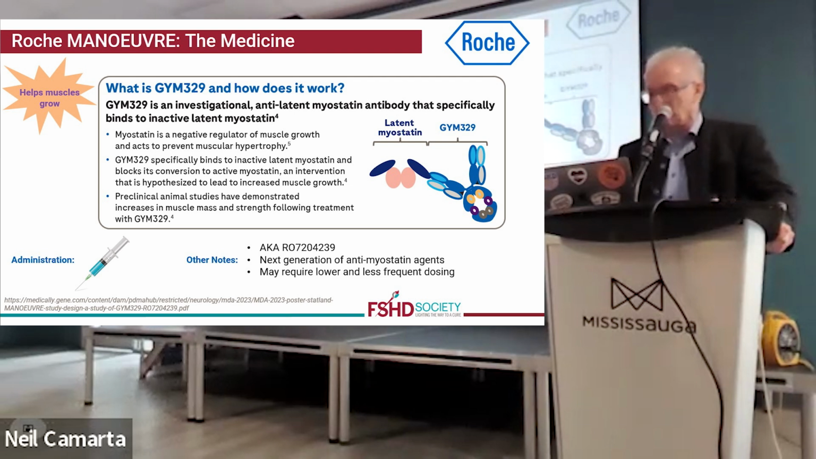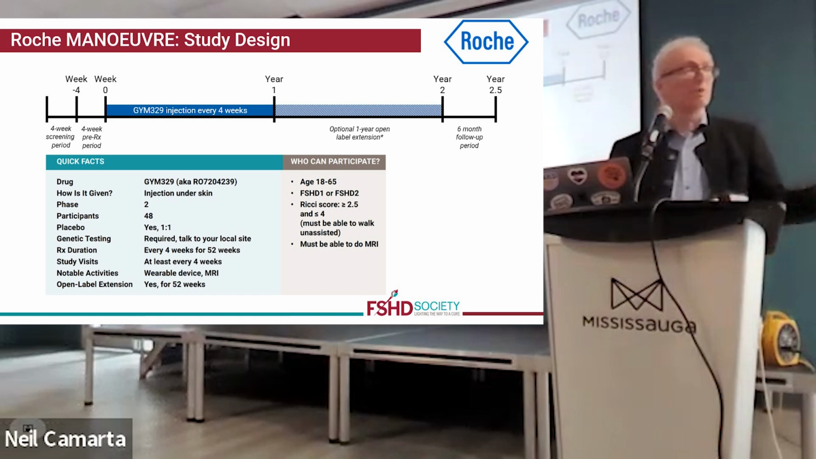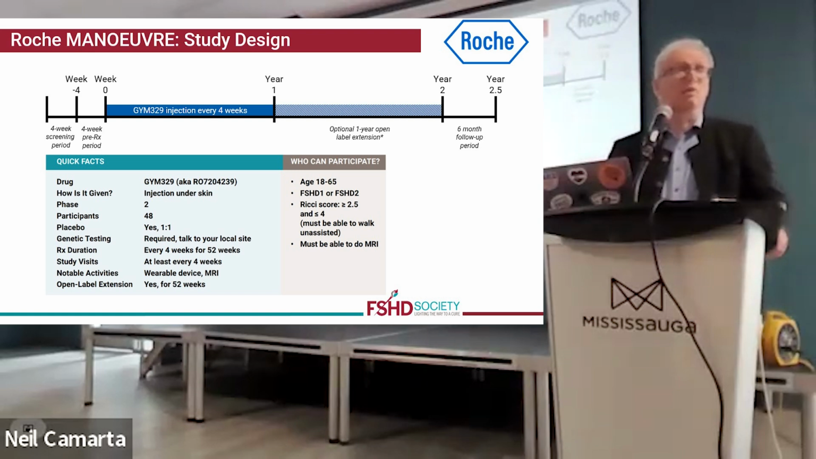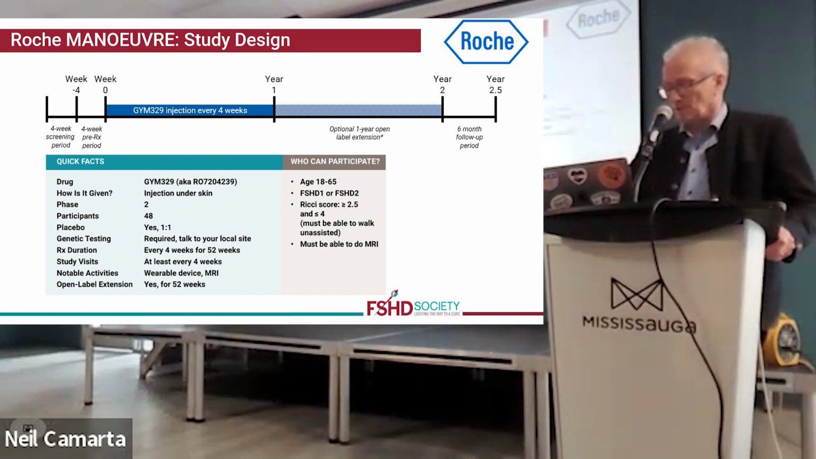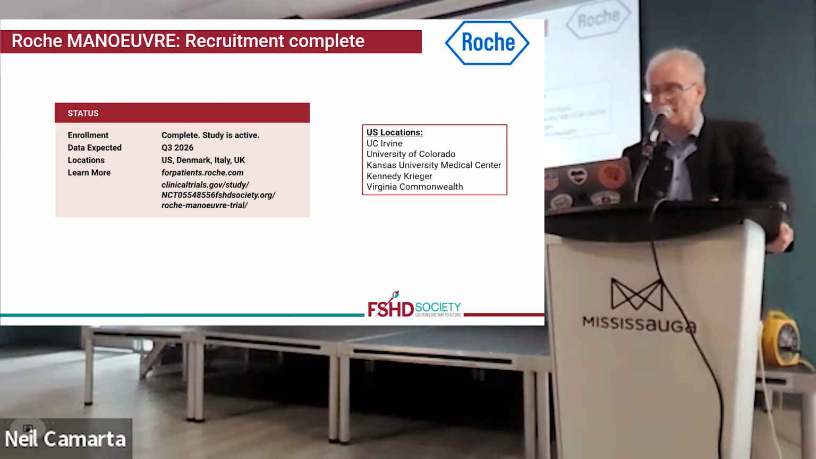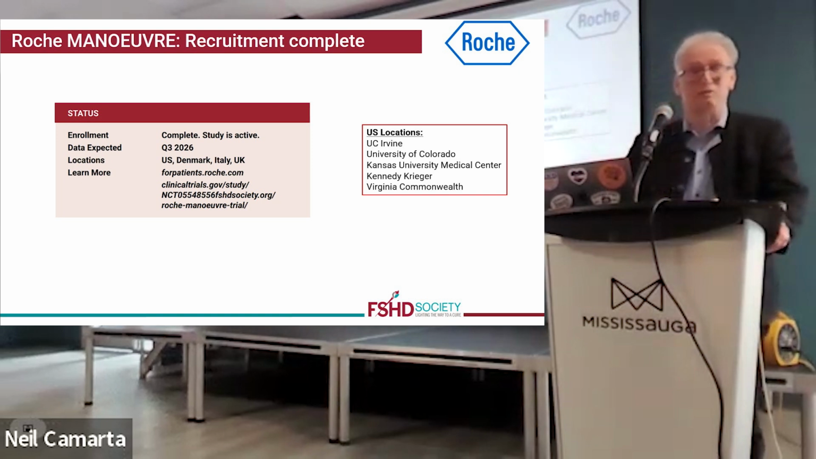And Roche has one in the clinical trial currently that they think is superior to previous myostatin inhibitors that didn't make it. It would obviously not be exclusive or specific just to FSH. It could potentially work in other forms of muscular dystrophy as well. This is the study design. It's currently in phase 2, and as I said, it's not run in Canada. So unless someone is participating in the States, it's not relevant until we have a result.